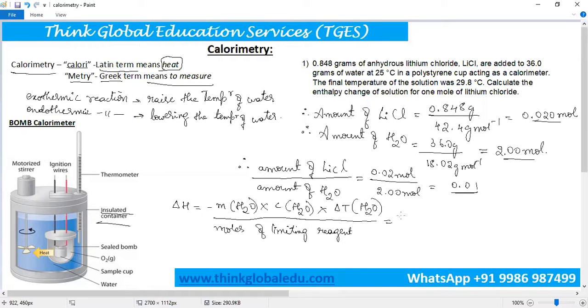So the mass of water molecule which is given is 36.0 gram into specific heat capacity of water is 4.18 joule per gram per degree Celsius, and the change in water temperature is 4.8 degrees Celsius, which is from 25 degrees Celsius to 29.8 degrees Celsius, over the moles of the limiting reagent, that is lithium chloride, 0.02 moles, which will be equal to minus 36 kilojoule per mole.